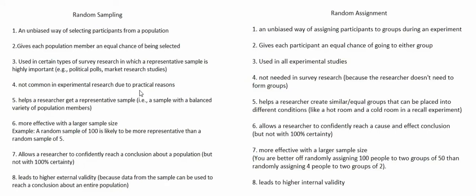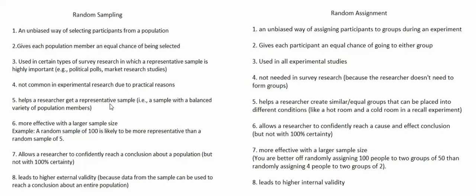So now let's move ahead. Random assignment is not needed in survey research. And that's because the researcher doesn't need to form groups. In a survey study, the participants all take the same survey, and that's the task. For example, in a survey study on social media use, all participants would take the same survey on social media use. The participants wouldn't need to be sent into different situations or manipulated conditions. So there's no need to split the sample in half. So yeah, it's not needed in survey research.